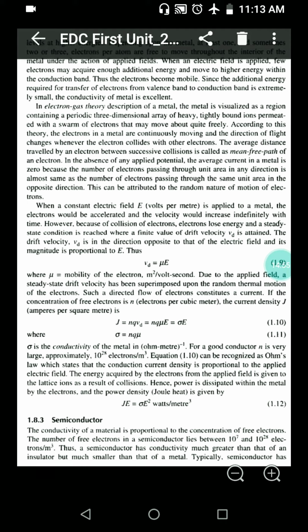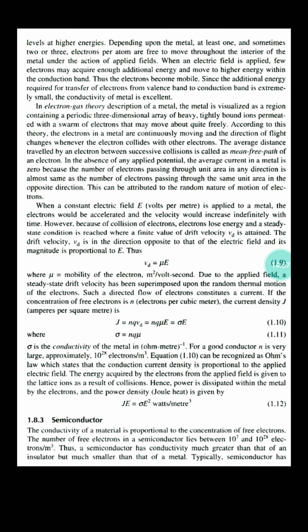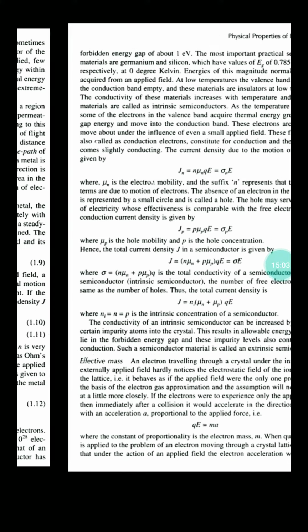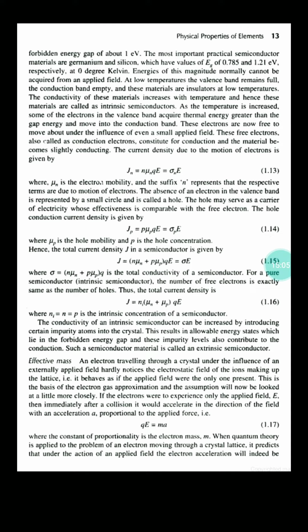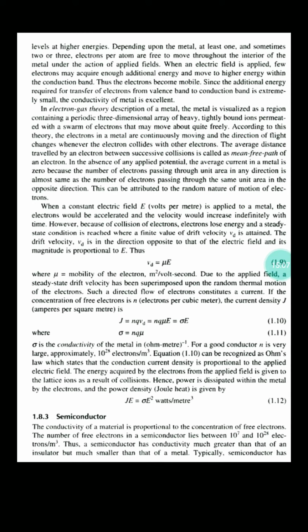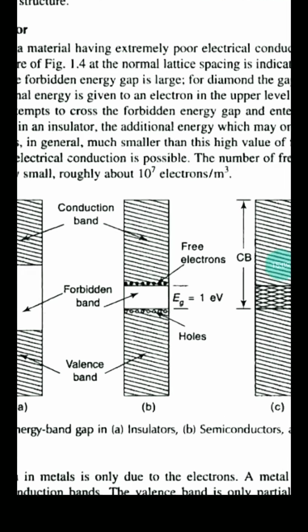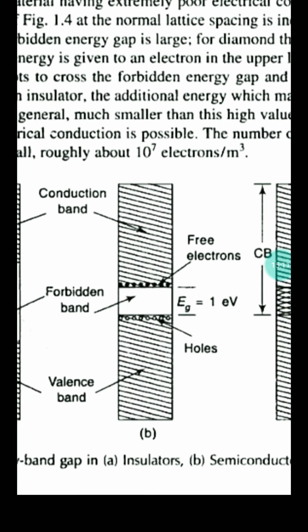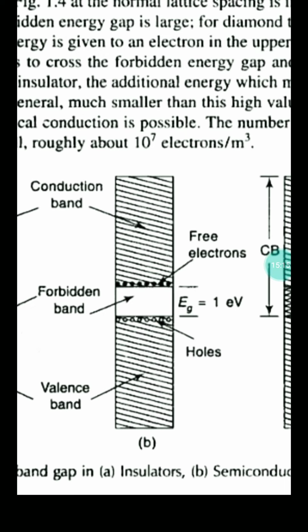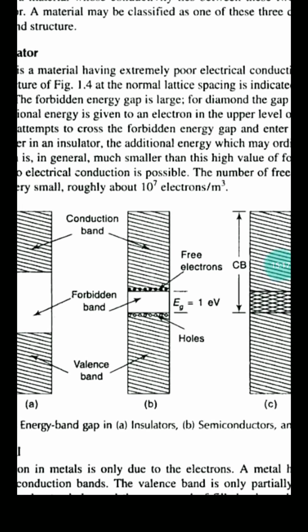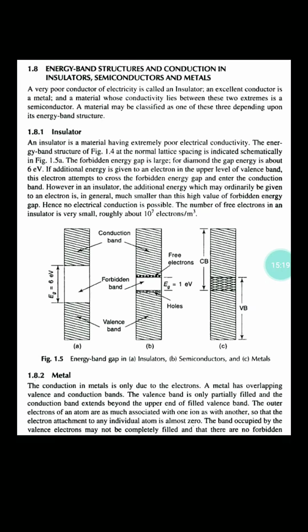What are the different examples of semiconductors? Silicon and germanium. These are some examples of semiconducting materials. Once again I will show the energy band diagram. You can see, this is the semiconductor energy band diagram. The energy gap is equal to 1 eV.